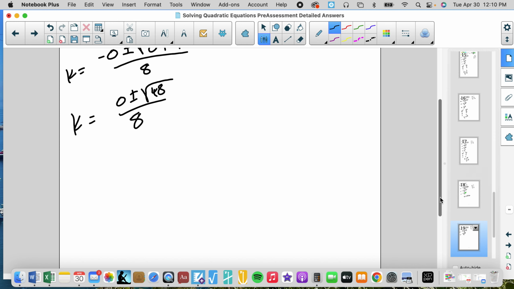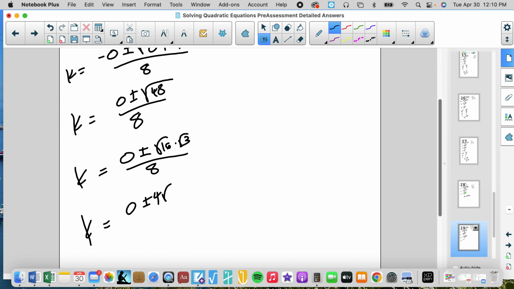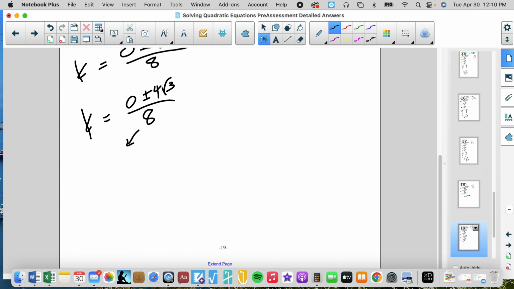Let's simplify. You can simplify now, it's probably better. So we know 16 rad 3 over 8. So it equals 0 plus or minus 4 rad 3 over 8. And now we can separate it. We get 0 plus 4 rad 3 over 8, 0 minus 4 rad 3 over 8.